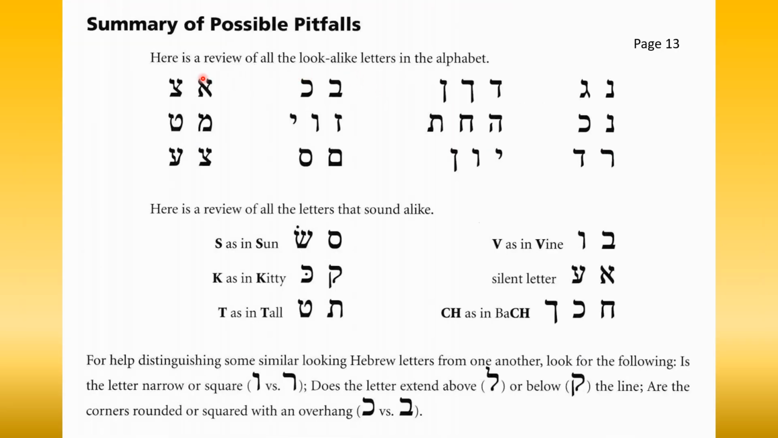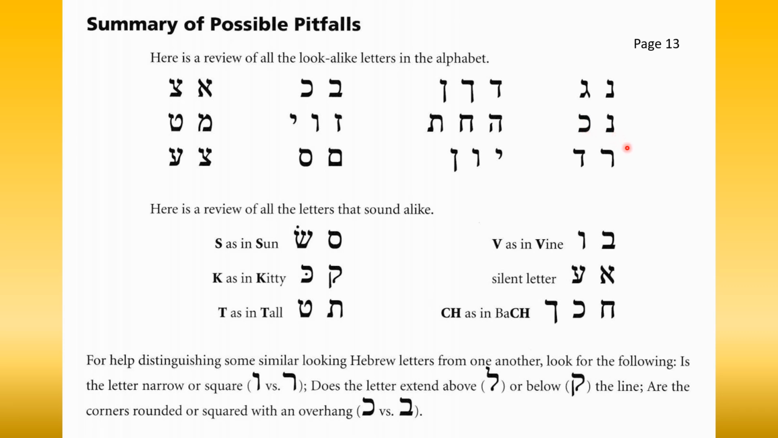On page 13, your book reviews some of the pitfalls, the look-alike letters in the alphabet. Some of these are called the mated letters. The 2 letters that look alike are called mates. So we have the nun and the gimel. The gimel has this gap here. We have the nun and the chaf. And notice that the nun has the erect line, the straight line, whereas the chaf is rounded.